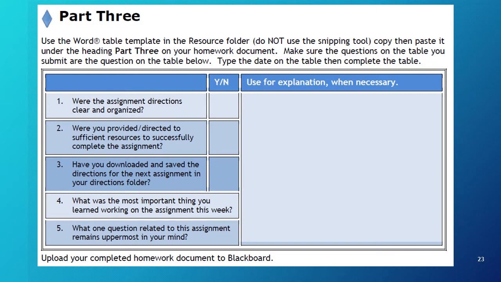This is a screenshot of part of each assignment that I'm going to have in the future, of a table that I developed where they can give me some feedback about the assignment, directions, and also have space where they can note the important thing that they learned while doing the assignment, and then if they have any questions that are still lingering in their mind after completing the assignment.